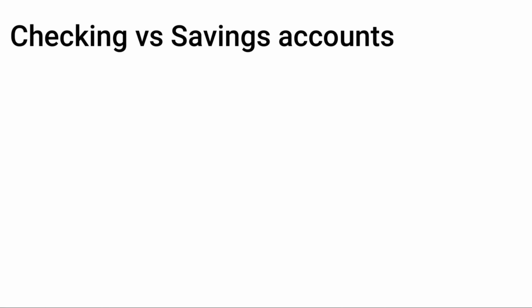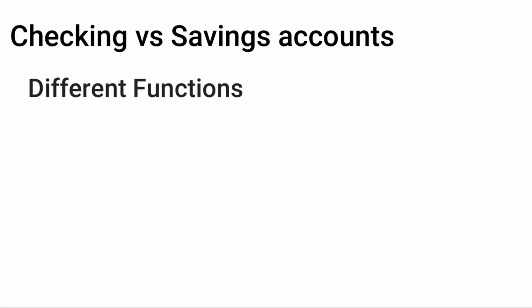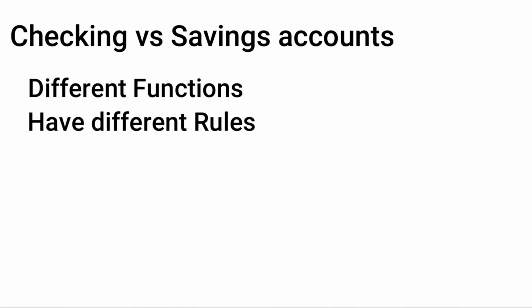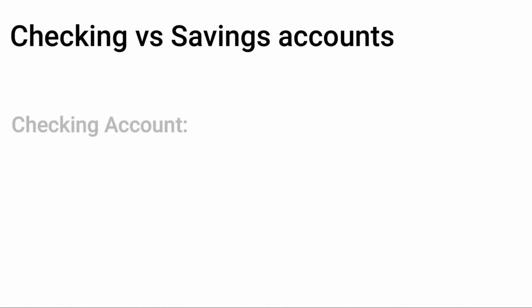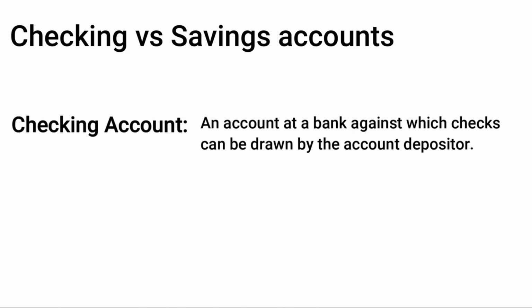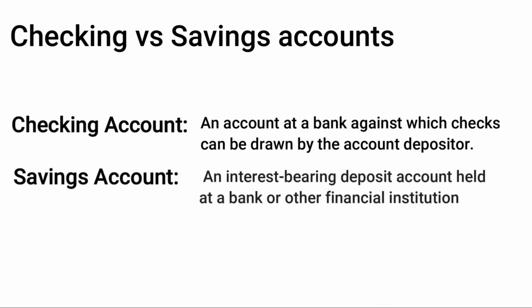Checking accounts and savings accounts are two different types of accounts you can set up in the real world. They both serve different functions and have different rules behind them. We will go into the major differences later, but for now, know this about each account. A checking account is an account at a bank against which checks can be drawn by the account depositor. In other words, this is the account you use to take money out of and put money into. A savings account is an interest-bearing deposit account held at a bank or other financial institution. In other words, you put the money into this to save, and you can earn interest by holding money in that account.